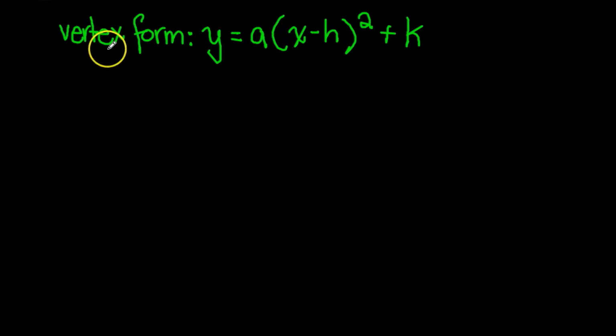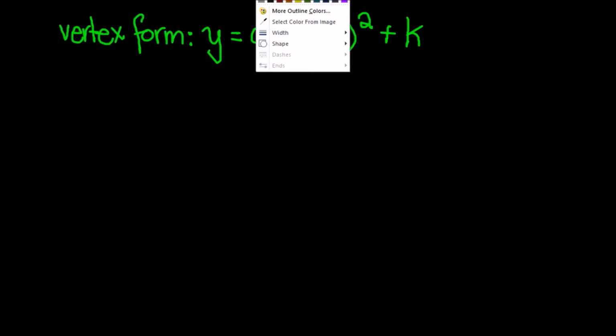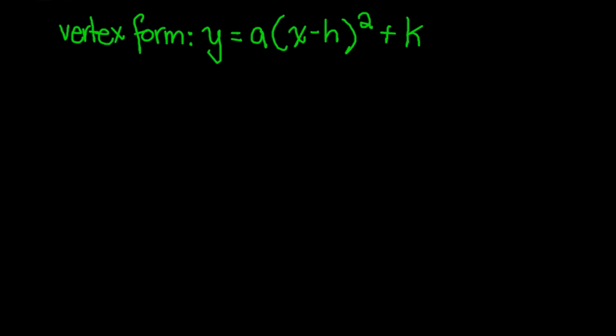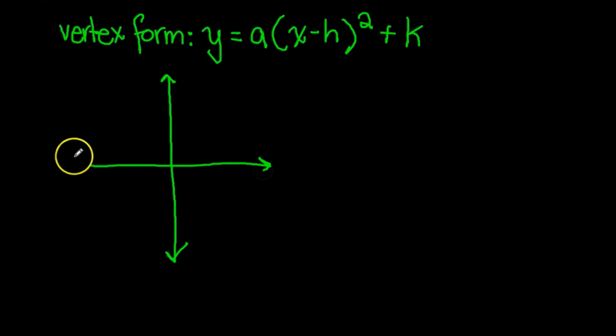The reason this is called vertex form is because it's an equation where you can look at it and actually tell what the vertex of this quadratic is. So it makes it a little bit easier to graph, or at least to start the graph. As you know, the vertex is the max or minimum of a parabola.